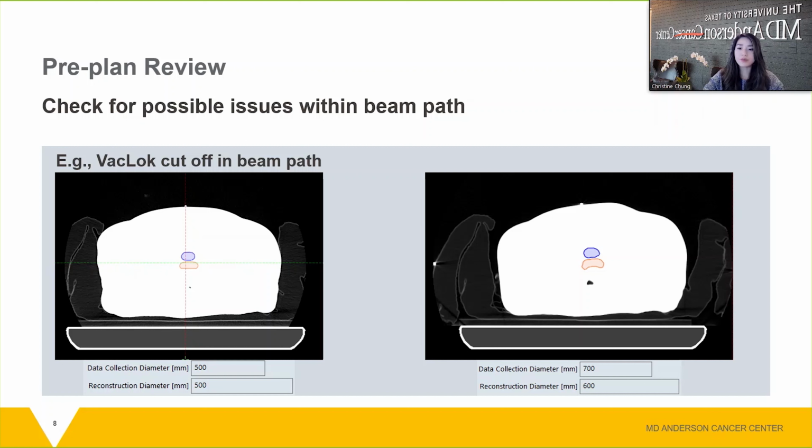And you can see from the first image that it looks like the Vac-Lok may only be missing a little bit of material, maybe following this kind of pattern. But you can see on the second image that there was actually quite a bit of Vac-Lok that was not included. So you do have to be very careful for these cases.